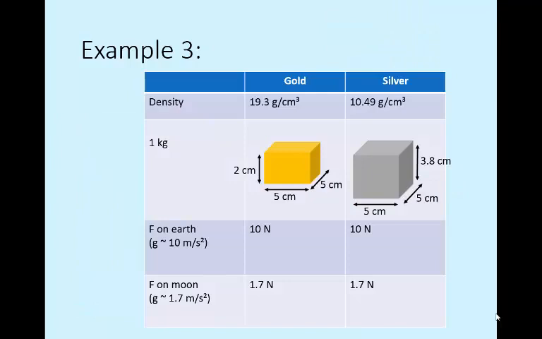The mass of a substance or weight depends on what it is made of. That is, a 1 kilogram bar of gold weighs the same as a 1 kilogram bar of silver, even though the gold bar is approximately half the size. If these 1 kilogram samples of silver and gold are on Earth, we can estimate the force on both of them to be 10 newtons.